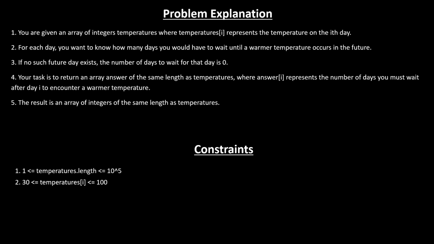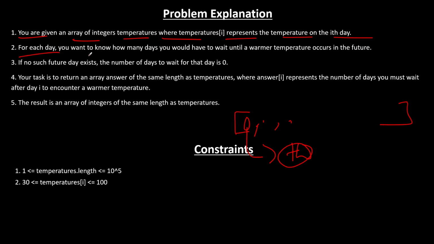Now let's understand the problem in the easiest way possible. You are given an array of integers temperatures where temperatures[i] represents the temperature of the ith day. So basically an array is given, and each index represents the temperature on that particular day. For each day, you want to know how many days you would have to wait until a warmer temperature occurs in the future.